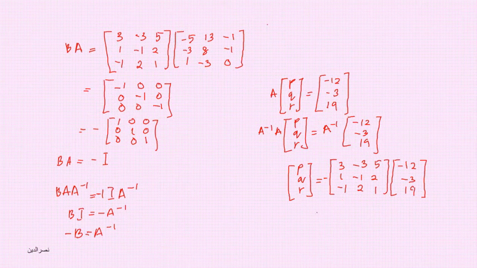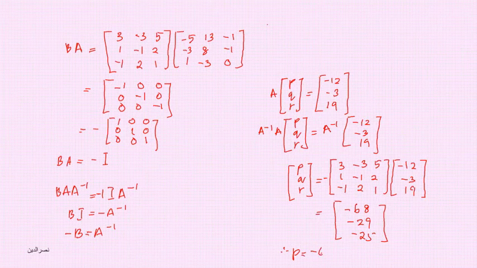By multiplying on the right hand side, we can get 68, negative 29, and negative 25. So therefore P is negative 68, Q is negative 29, and R is negative 25. This is the answer.